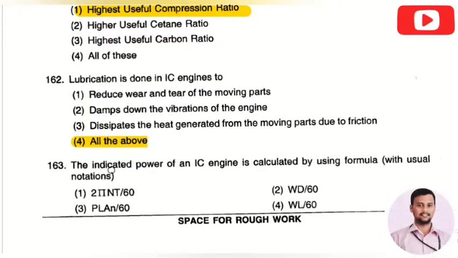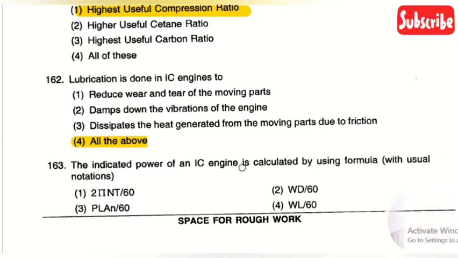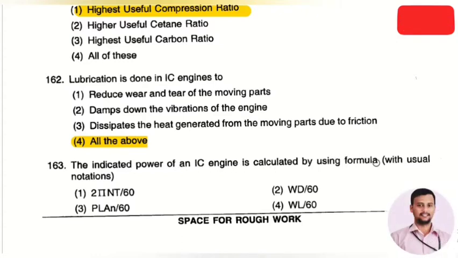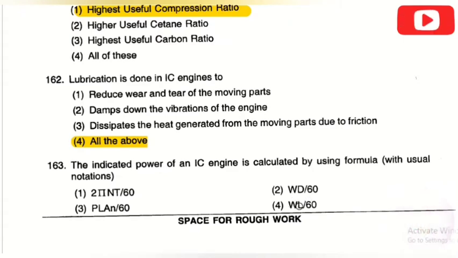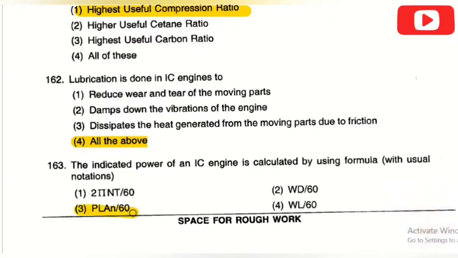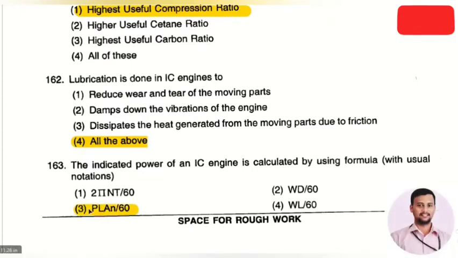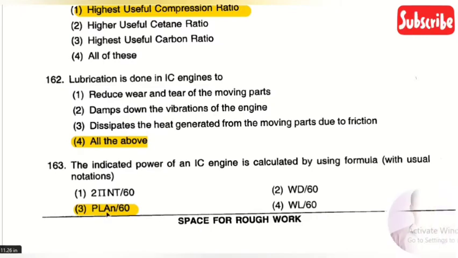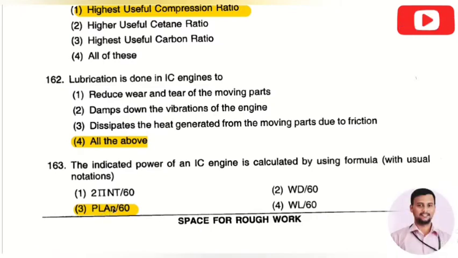The next question is, the indicated power of an IC engine is calculated by using a formula with the usual notation. The first option is 2 pi NT divided by 60. Second option W into D divided by 60. Third option PLAN divided by 60. And last option is WL divided by 60. The right answer is option 3, PLA into N divided by 60. P is the pressure, L is the length, A is the cross-sectional area, N is the RPM, and 60 is a constant.